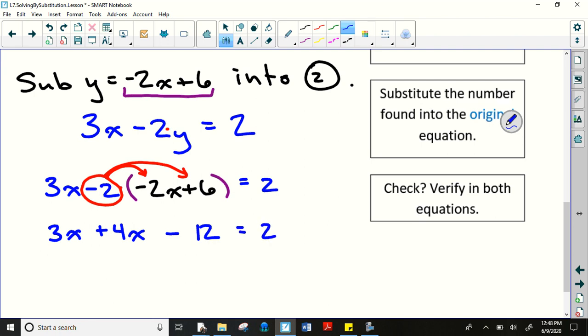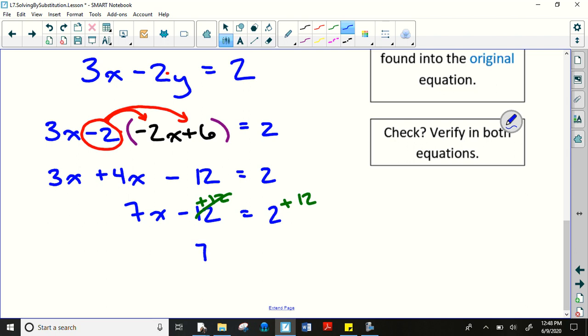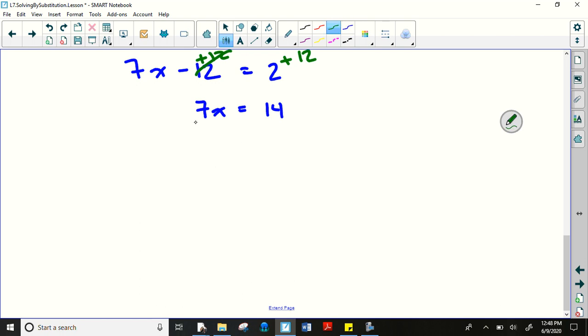And we've got it down to just one letter. So let's get all the x's together and then find out what x equals. So 3x plus 4x, that's 7x minus 12 equals 2. Let's add 12. But if I do it to one side, I'll do it to the other. Then we've got 7x equals 14. Last step, divide by the coefficient in front of the x. Even if it's negative, we divide by whatever it is. And then 14 divided by 7 is 2.